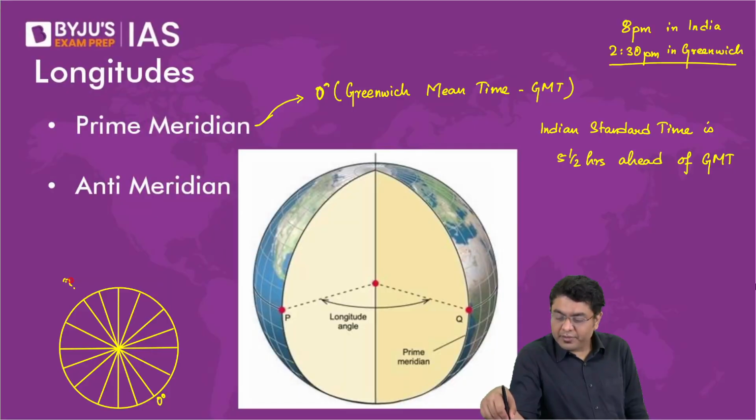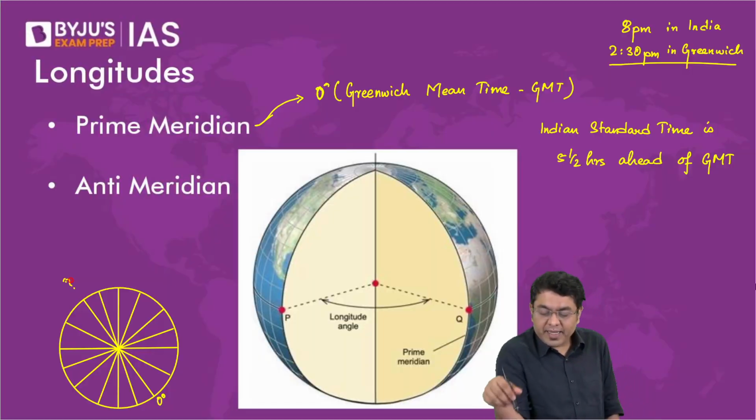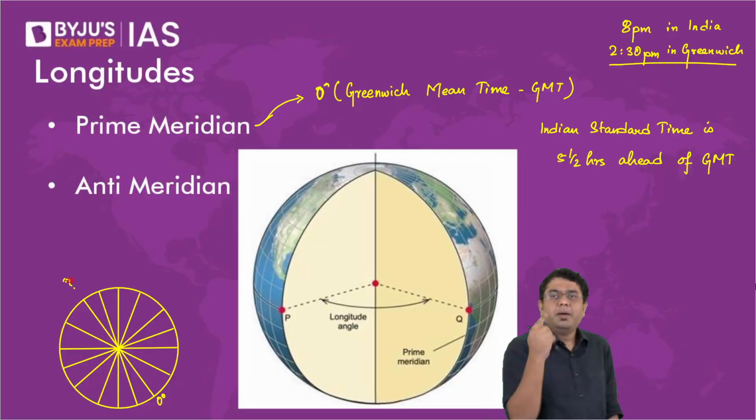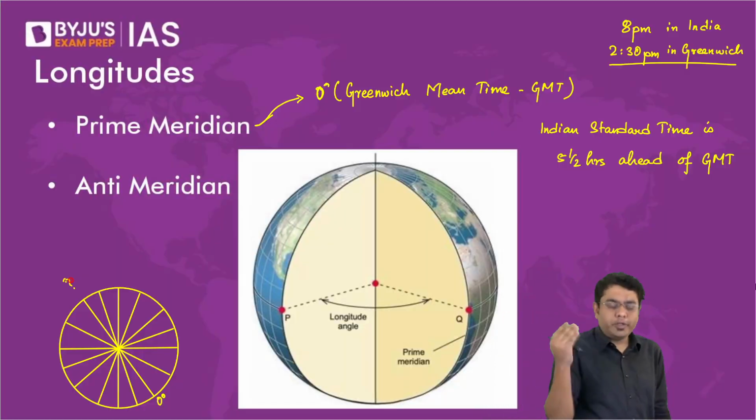Why 5:30 is fixed? Could it be 5:20 or 4:90? Jayant, basically the time varies depending upon each of the longitudes, each of the meridians.